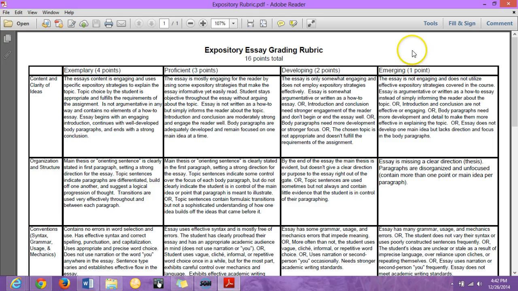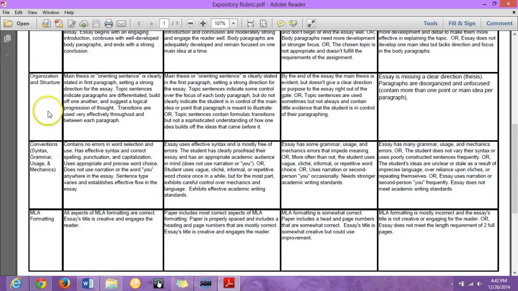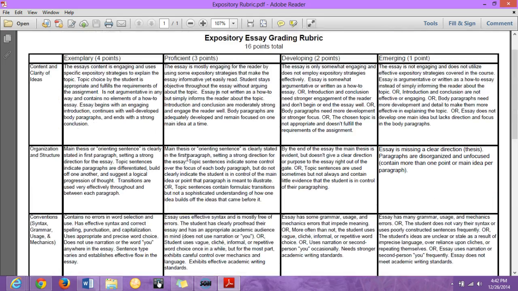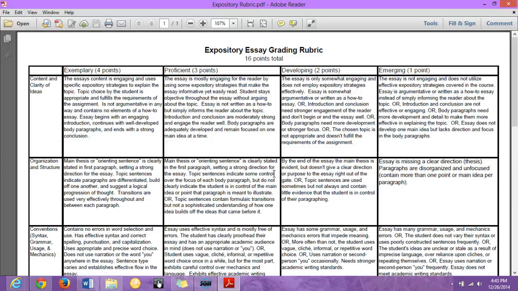And here is the expository grading rubric. Again, it is worth 16 points. You're going to be graded according to the following 4 categories: content, organization, conventions, and formatting. Just like with the narrative rubric, you need to read each level of each element that I'm grading on, and then make sure that your essay meets these standards, because this is how I'm going to grade you. Again, it's just like last time, so this should start feeling familiar. If you have any questions, don't hesitate to let me know, and just keep me posted on how you're doing.